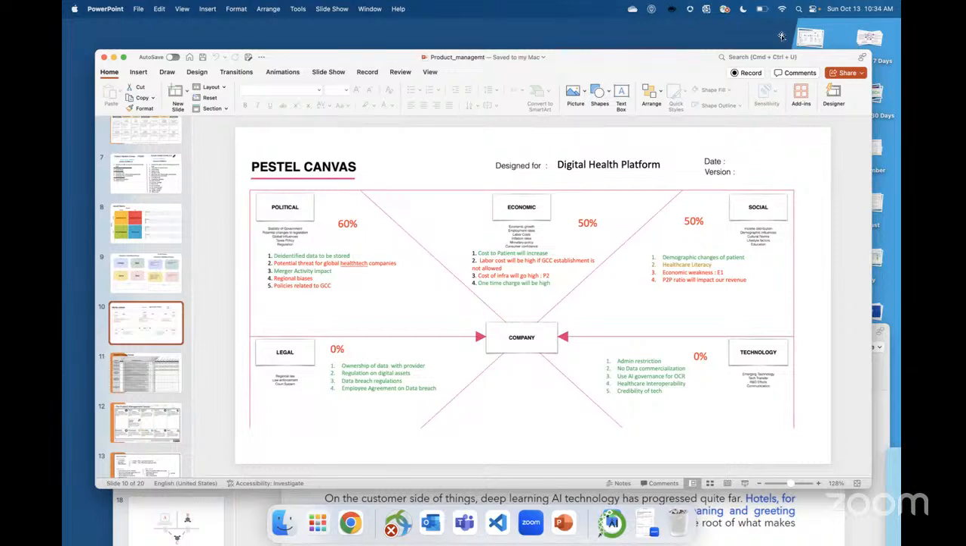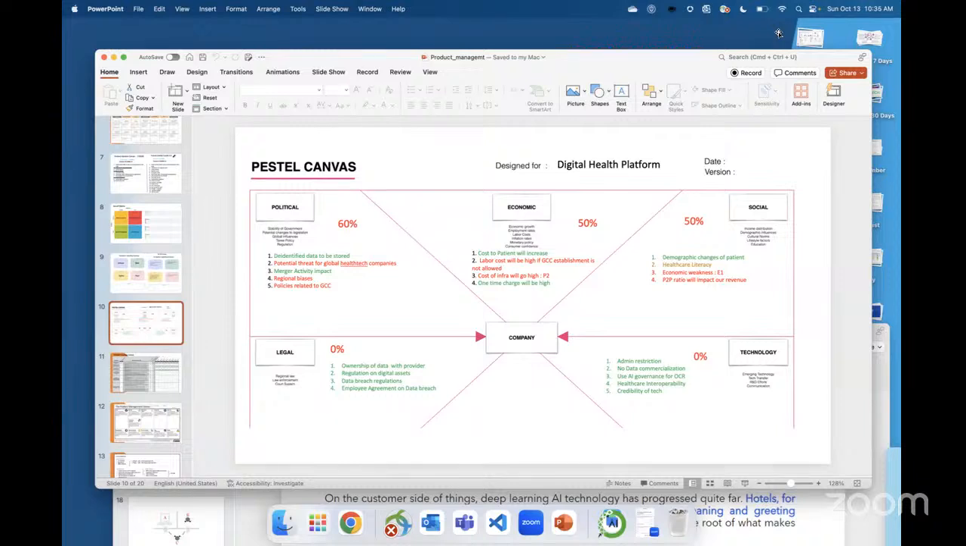The PASTEL canvas is political, economical, social, legal, technology. It helps to understand how politically you are safe, how your product can impact economically and socially, what different challenges you might face legally once you launch this product, and then what challenges you will face technically. This is called PASTEL, so that you identify all the dimensions.